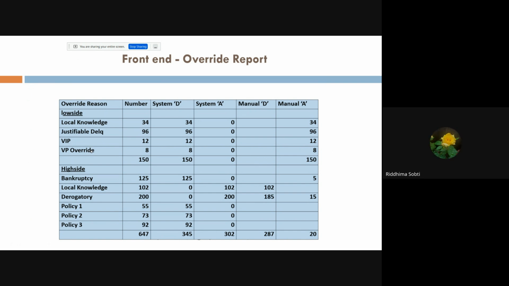So what is derogatory? Derogatory means either somebody has lost a job or somebody is spending too much, and you know that he is getting into financial trouble. Okay.